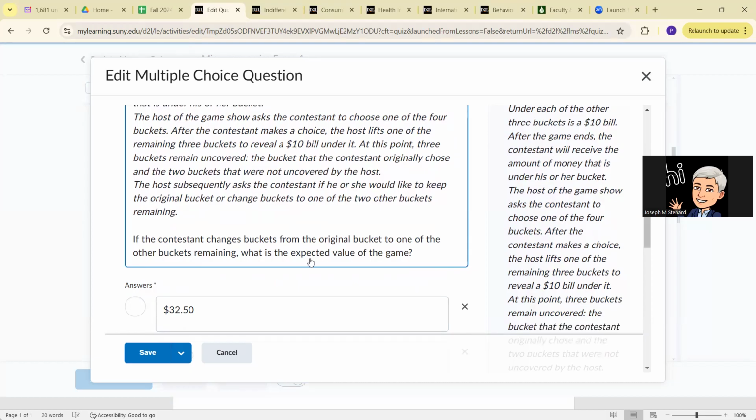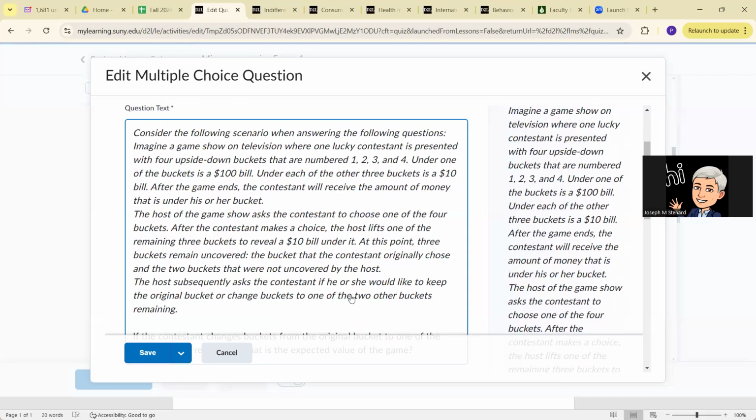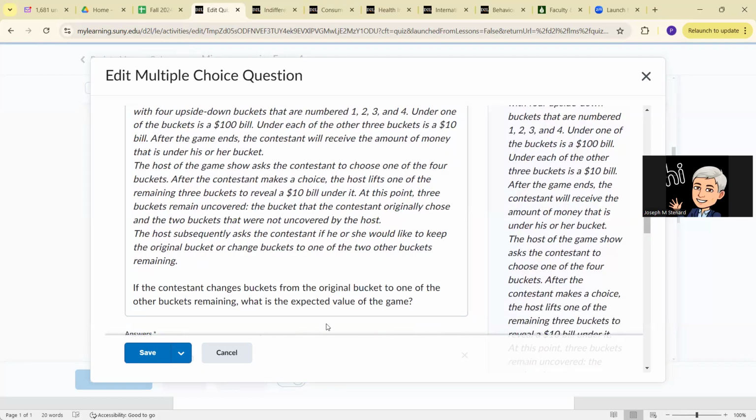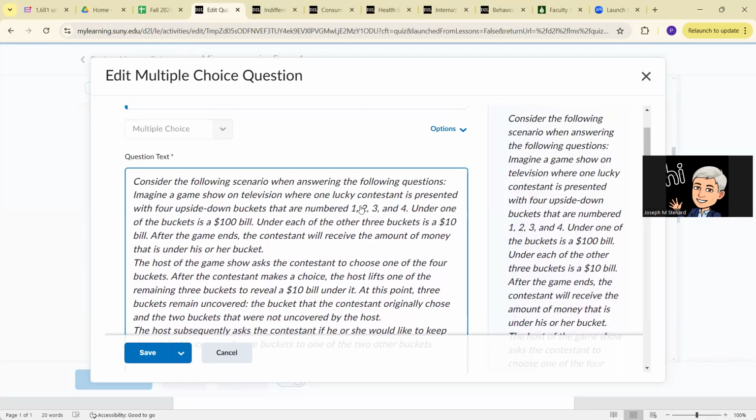If the contestant changes buckets from the original bucket to one of the other buckets remaining, what's the expected value of the game? To do these questions, you have to know how to do expected value, and that's just a little bit of math.